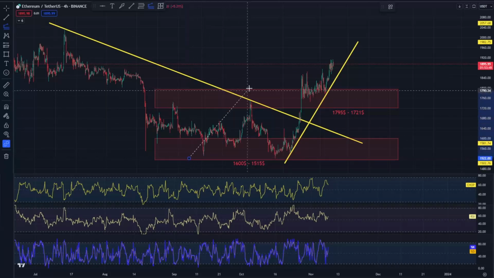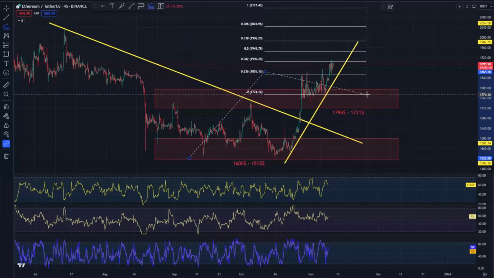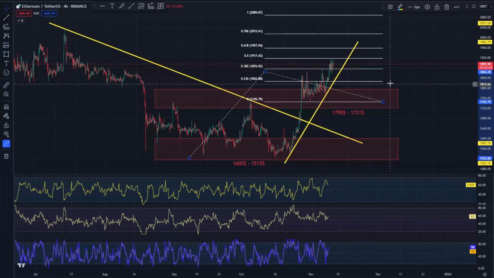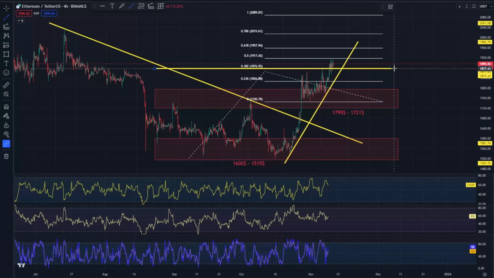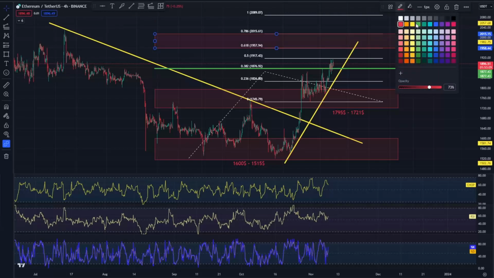Looking the other way, we can similarly determine the resistance areas that the price must face. And here we see that the price is currently struggling to stay above the resistance at $1,877, so that it can move towards the strong resistance zone from $1,958 to $2,015.